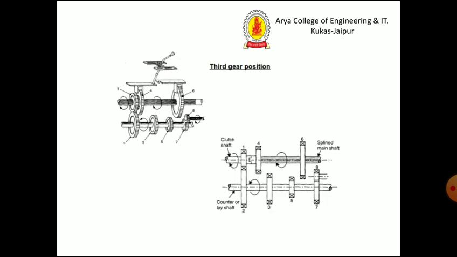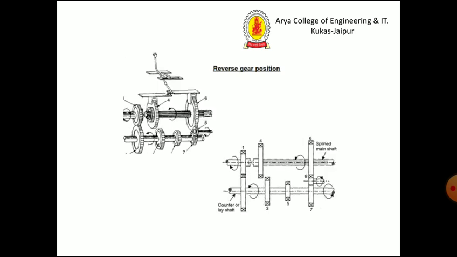And in the third gear we directly match the main shaft with the clutch shaft to obtain the output, and for the reverse gear we match gear number 6 with gear number 8, which is a reversible gear mounted on the counter shaft, by the help of an idler gear which rotates the main shaft in the reverse direction, and we obtain the reversible motion of the shaft.